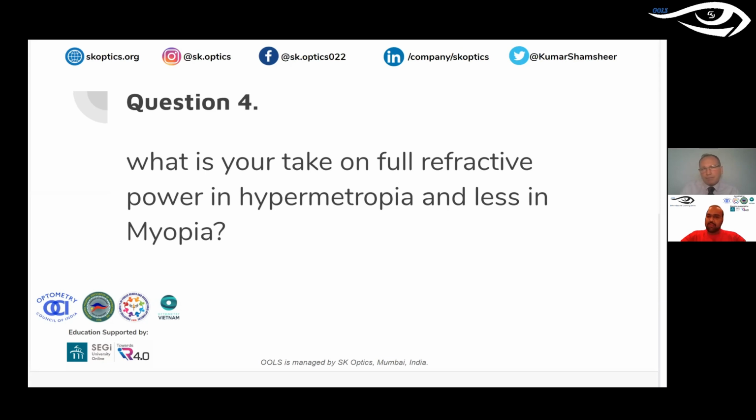Yeah, and I think that's absolutely right. As many speakers on our platform have already mentioned, undercorrecting is never a good way to take into account myopic progression, because that actually triggers myopic progression. So that theory is already out, and we shouldn't be doing that. Totally agree. Thank you.